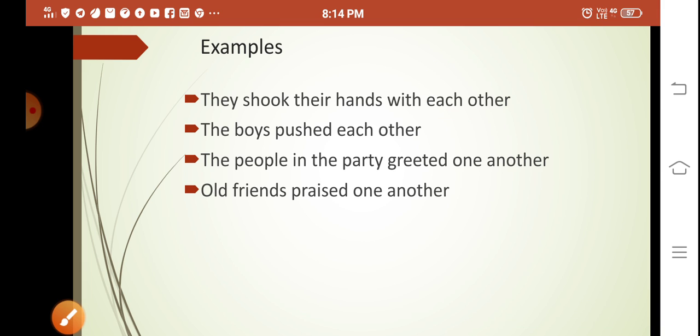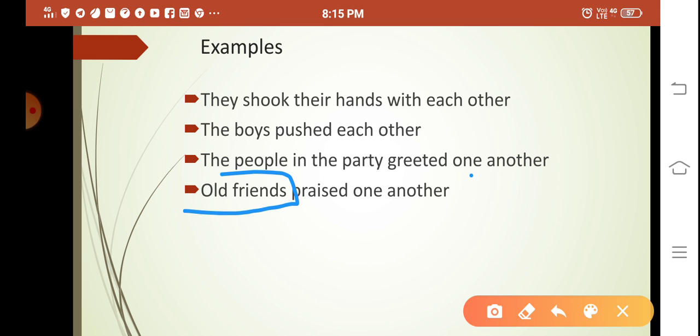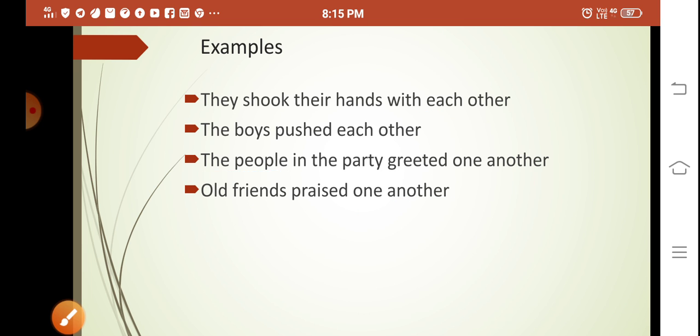The people in the party greeted one another, because a party is a place where more than two people come. Old friends praised one another. There might be more than two people, though there can be two also. If old friends indicates only two persons, you can use each other. If it indicates more than two persons, you can use one another. So always remember, each other is used for two people and one another is used for more than two people.